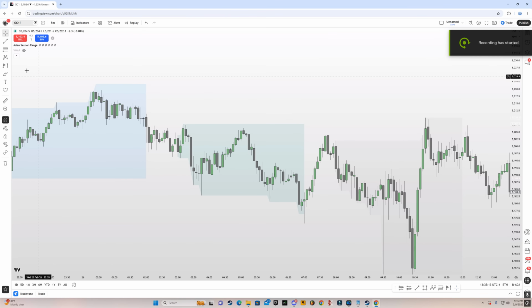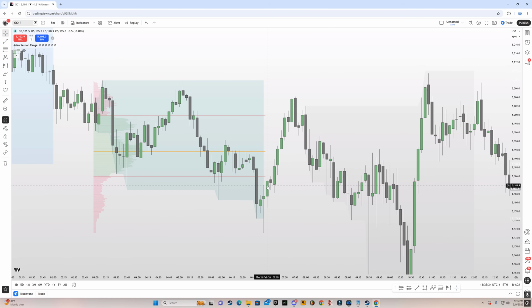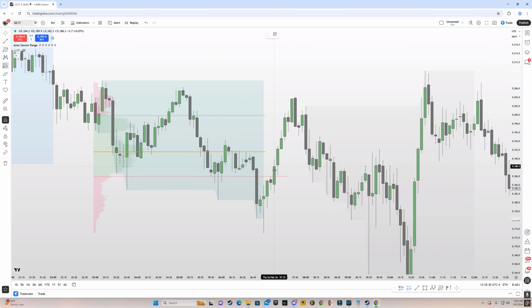All right, guys, here is another example. Fixed range volume profile from 3 a.m. till 7 a.m. And you can see that we are already below the value area low. Okay, so after 7, you can see that we closed above the value area high. Sorry, the value area low. We closed above the value area low. So you can put your stop right below the bodies. You can target the value area high, or go for 1 to 1.5.